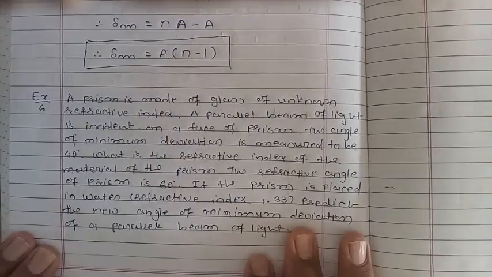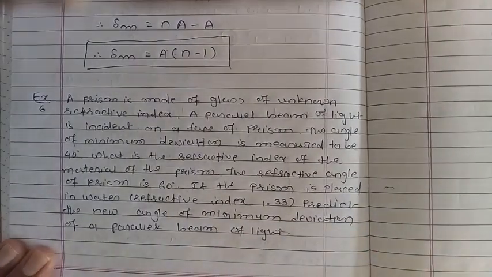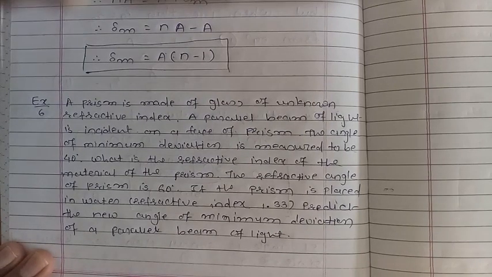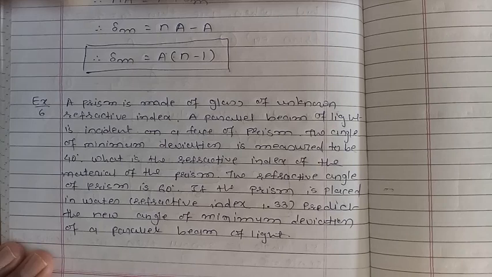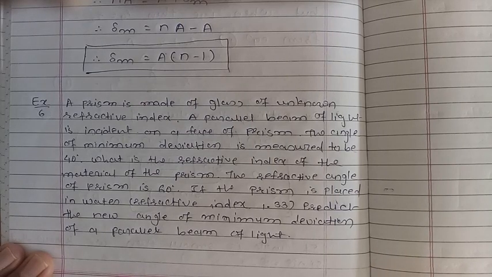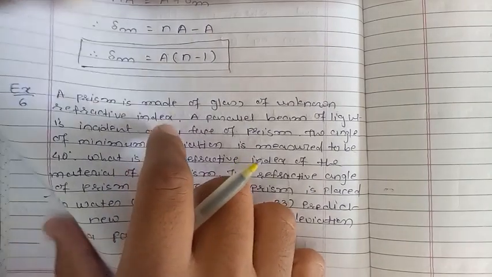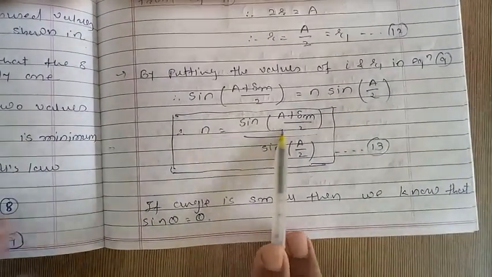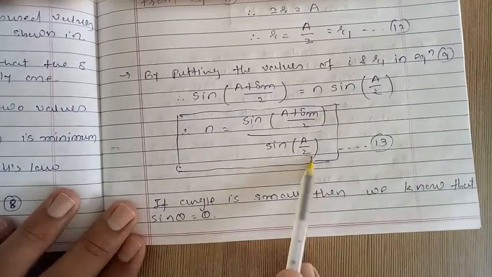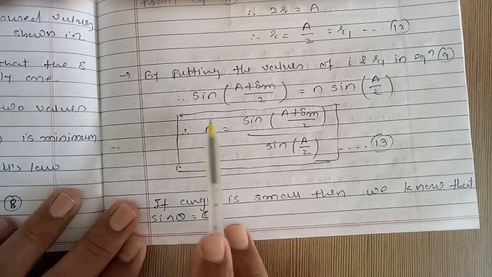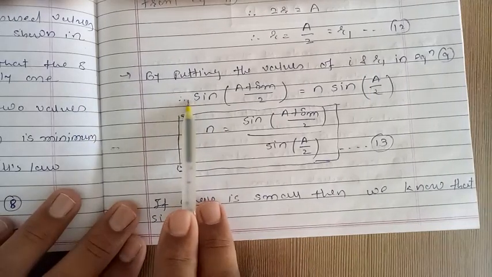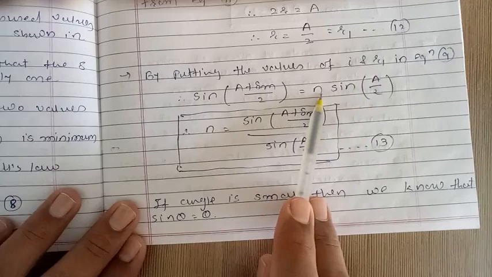Hello friends, today we discuss examples based on prism. Now we know the prism formula: i plus e is equal to A plus del. We also know n is equal to sin((A plus del m)/2) upon sin(A/2). Yesterday we proved that. Here our first medium is air, so we take n1 is equal to 1 and n2 is equal to n.